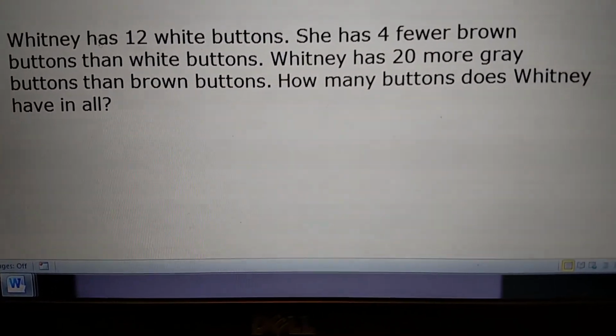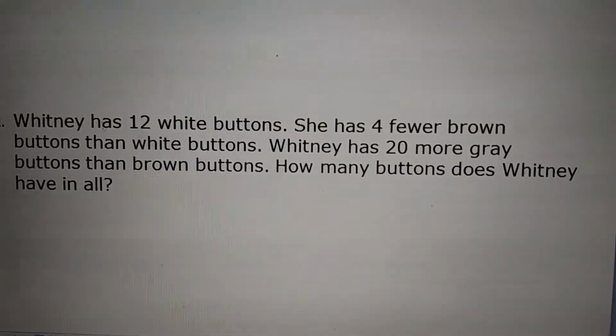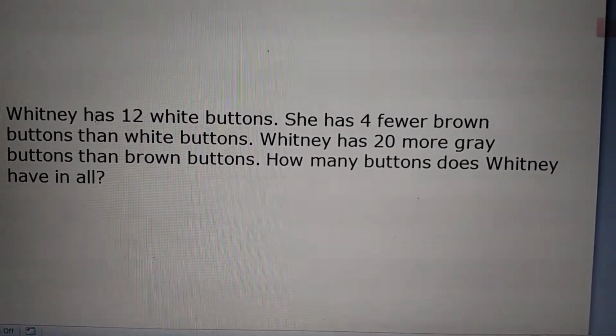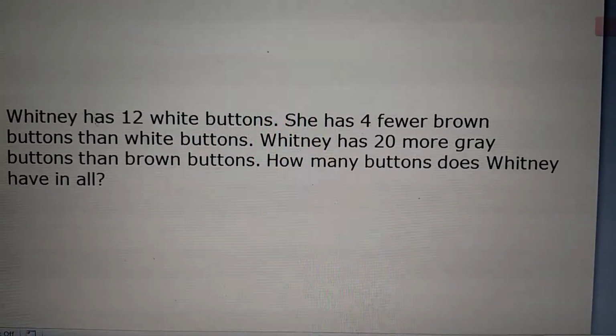Whitney has 12 white buttons. We know she has 12 white buttons. I'm going to write that down right now. I'm going to put a little W over here so that stands for white. She has 4 fewer brown buttons than white buttons. So she has 12 white buttons, and she has 4 fewer brown buttons. Well, it's going to be 12 minus 4 to figure out how many brown buttons she has. So for the brown buttons, I do 12 minus 4, which is going to give us 8. So she has 8 brown buttons.